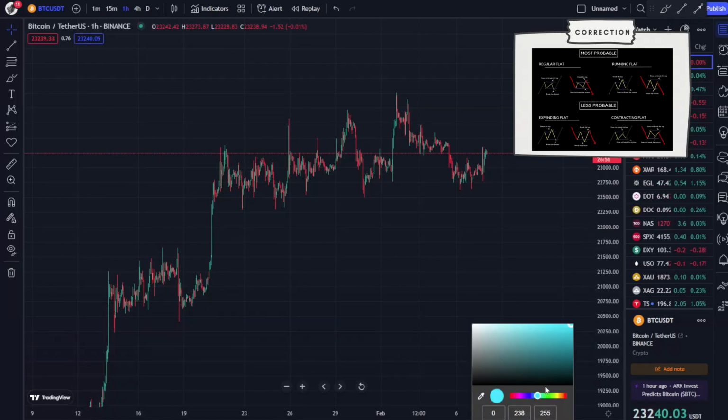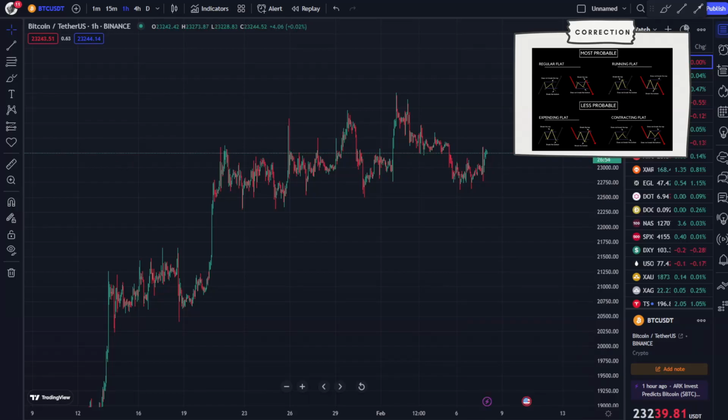So I'll use a different color, let's say yellow, and before I get into it, you have to understand that to me this is an impulse, and often what happens after an impulse is that you get a retracement. This first retracement is most of the time an A move. So this is the first part of a three-wave correction.